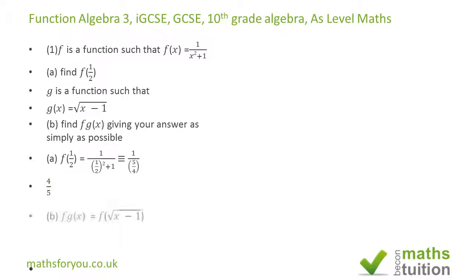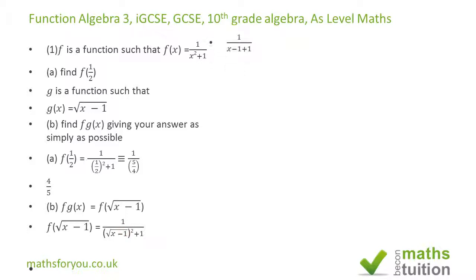Now for part B, we're supposed to find f of g of x. We know that g of x is the square root of x minus 1. So in effect, this becomes f of the square root of x minus 1. Now we replace our x squared with the square root of x minus 1. When you square the square root of x minus 1, you get x minus 1, and then plus 1. Now 1 minus 1 is 0, so you end up with 1 over x.